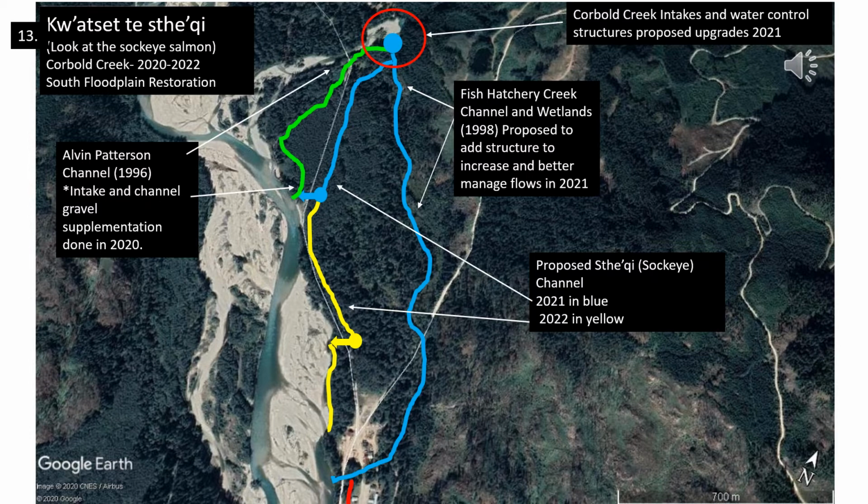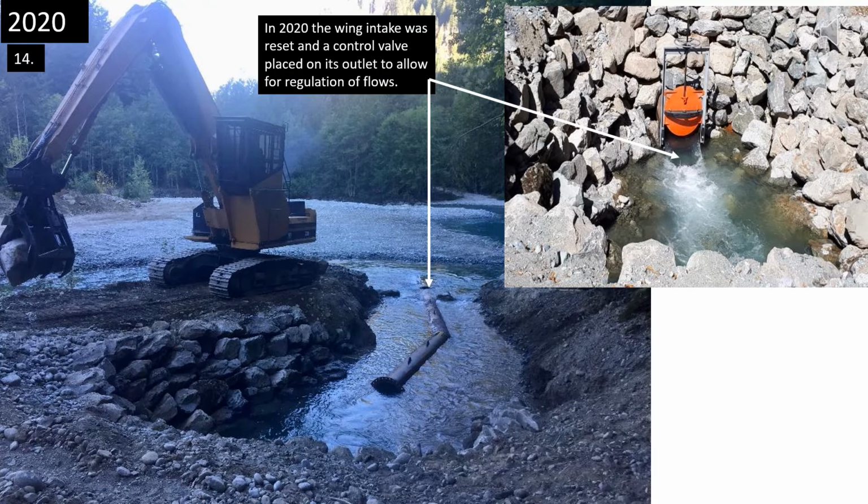This is that Sockeye project on the Upper Pitt, and I'll show you some pictures on how these things are built and what they look like. So this is just installing what we call the river intake. Behind the machine, you'll see the floodplain of the Corbould Creek, and the water in the foreground.